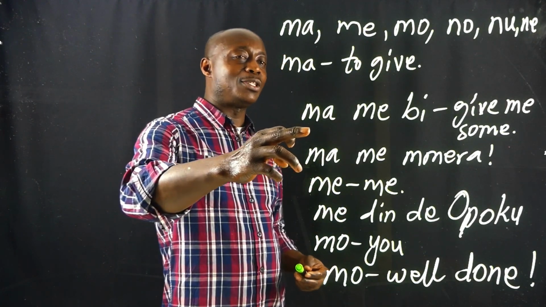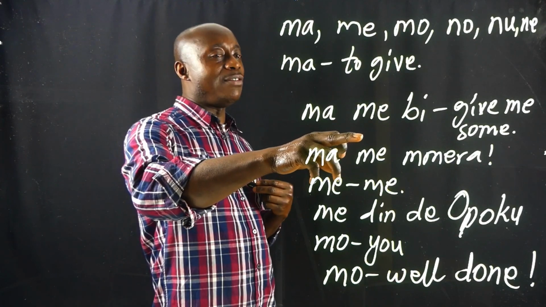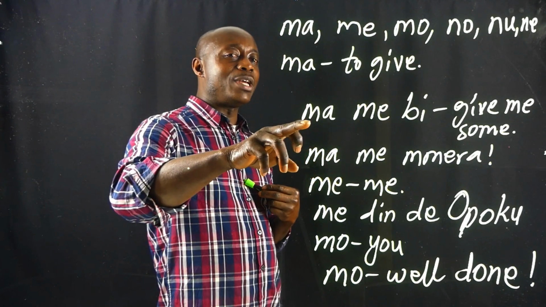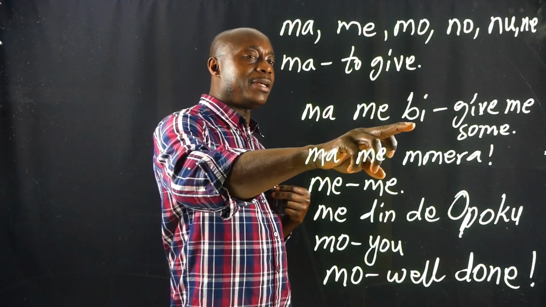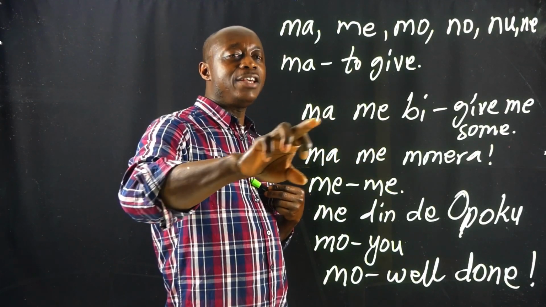Ma, which means to give. And so here we say ma me bi, which means give me some.